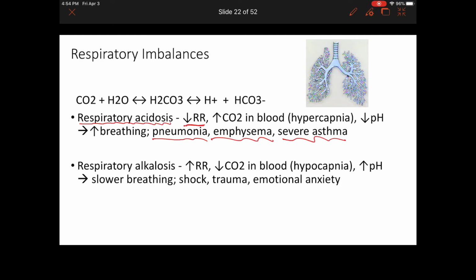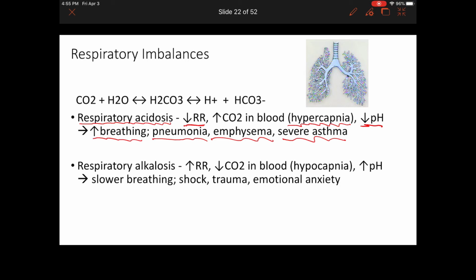So, as levels of CO2 start to build up, that condition is called hypercapnia. So in hypercapnia, when levels of CO2 go up, that causes a reduction in the pH level. And the compensation for that situation is to increase respiratory rate and depth.